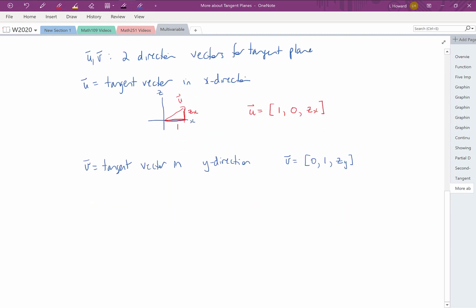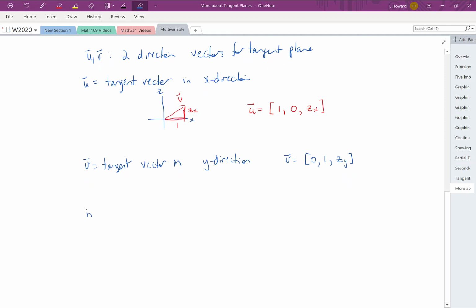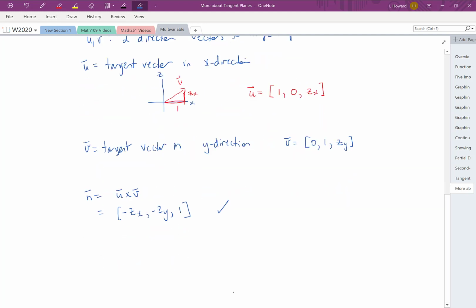So thinking back to the cross product from linear algebra, we're going to take u cross v, and you can check that this comes out to minus z sub x, minus z sub y, 1.